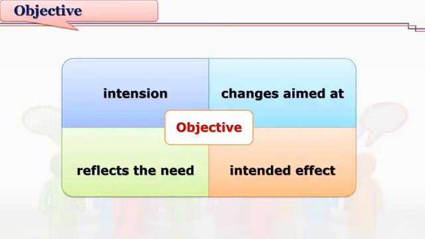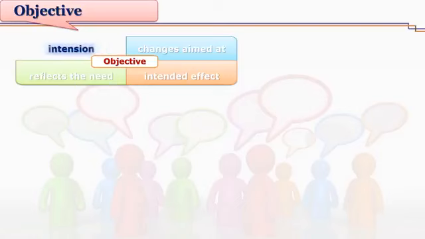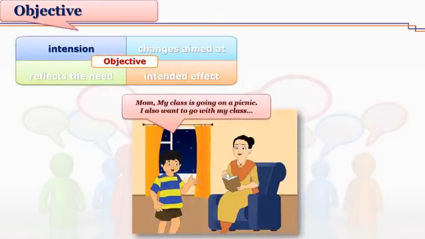Let us see examples of these reasons or objectives of communication. Raghav wants to seek permission of his mother for a picnic, so he starts talking with her. So here, the need of initiating dialogue with his mother is the intention to seek permission. This is how, because of some intention, we start communication.